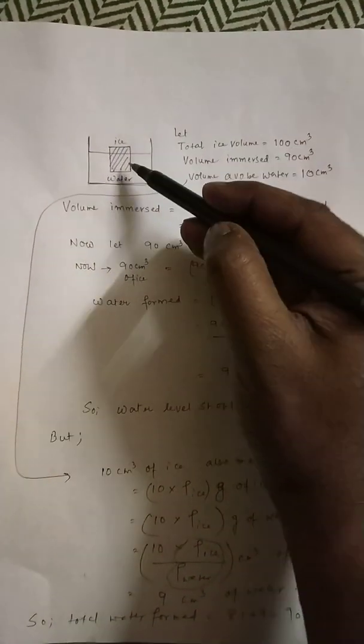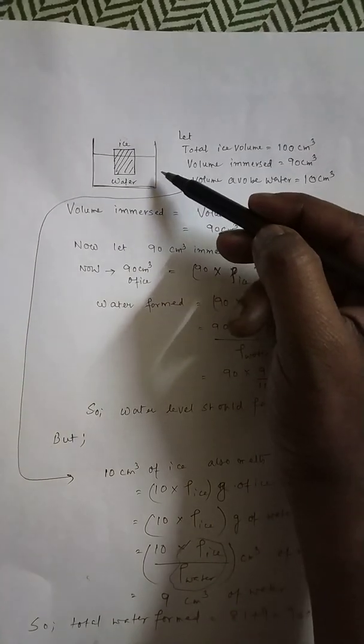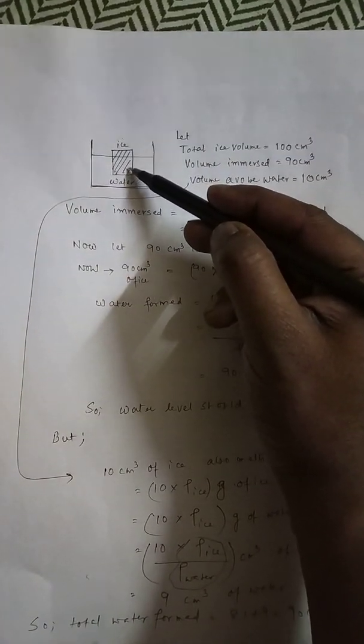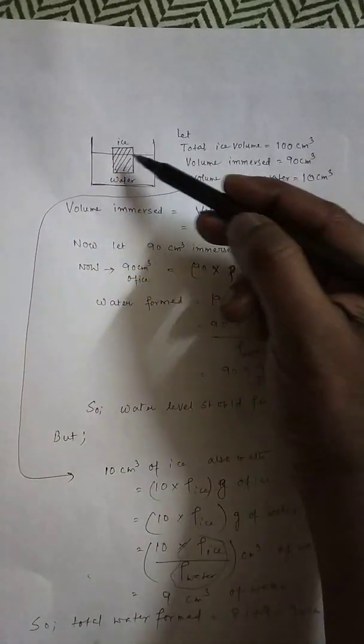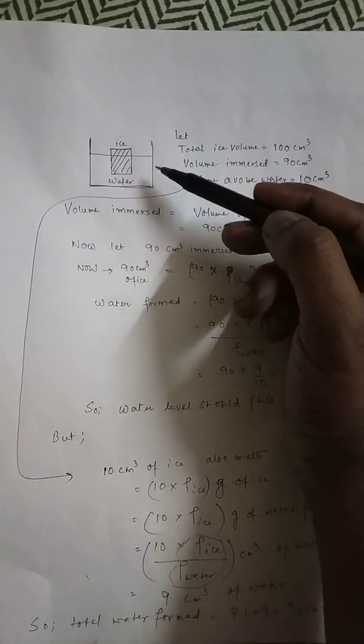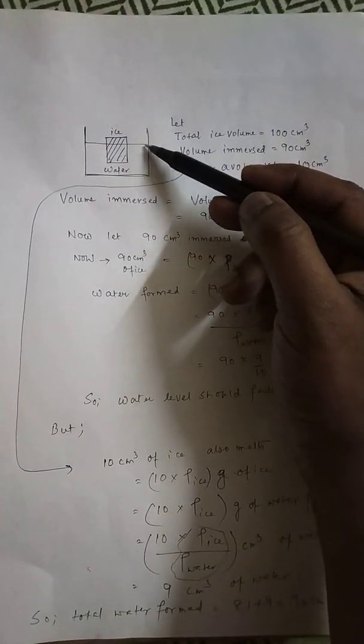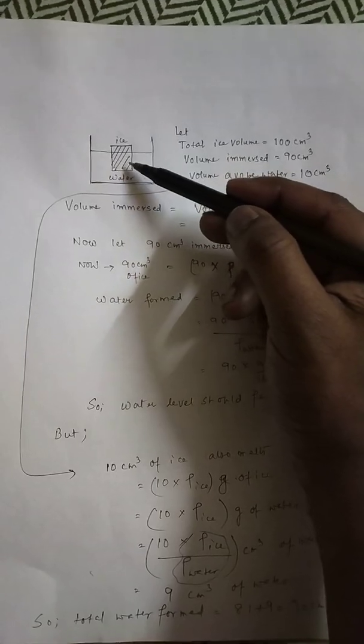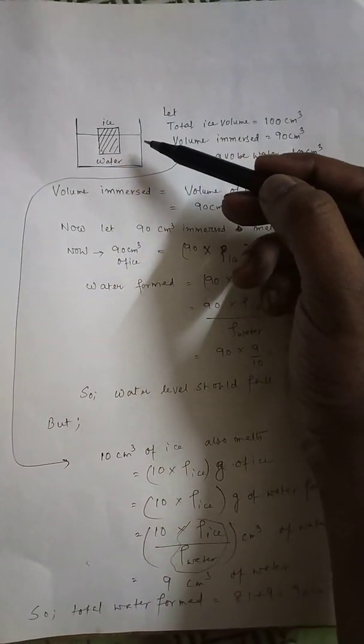See here, you can see an ice cube is floating in water. So if this ice cube melts, then the level of water doesn't rise or fall. Okay, there is no change in the level of water if this ice cube melts. The question was why it doesn't change.